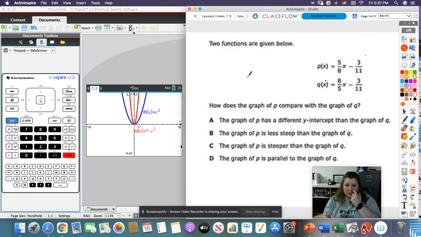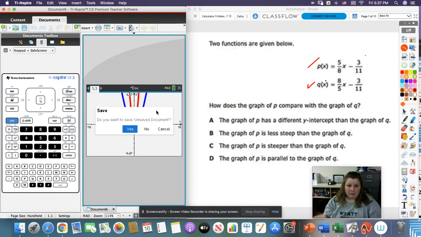All right, example 2. We have two equations again. So first thing we want to do is type them in the calculator. Home, new document, save changes, no, add the graph.